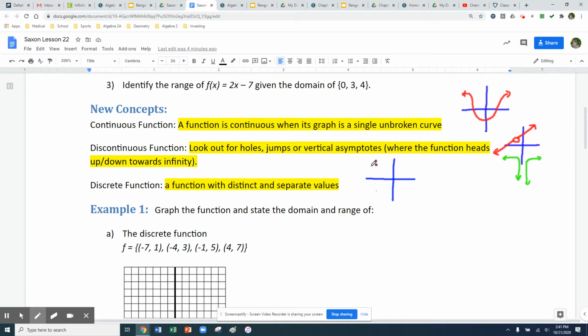So if you were starting a new workout plan and you were keeping track of your total number of push-ups each day, each of those numbers would be a separate value. You would not keep track if you did half of a push-up or 3/4 of a push-up. You would just keep track of those distinct separate values. And we'll notice on a discrete function on a graph that those points are going to be separate, and we are not connecting them with a line because they do not represent a continuous value.